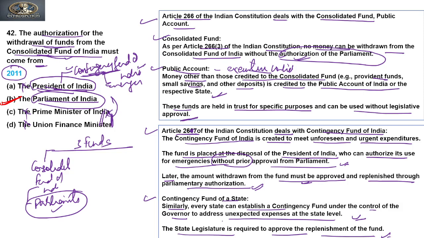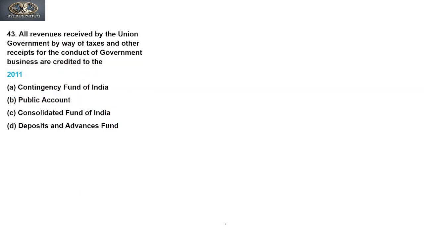So the functions of a parliament are almost similar to those of a state legislature. They have the same kind of arrangements in the states as well. Is it clear? So let's move to the next question.